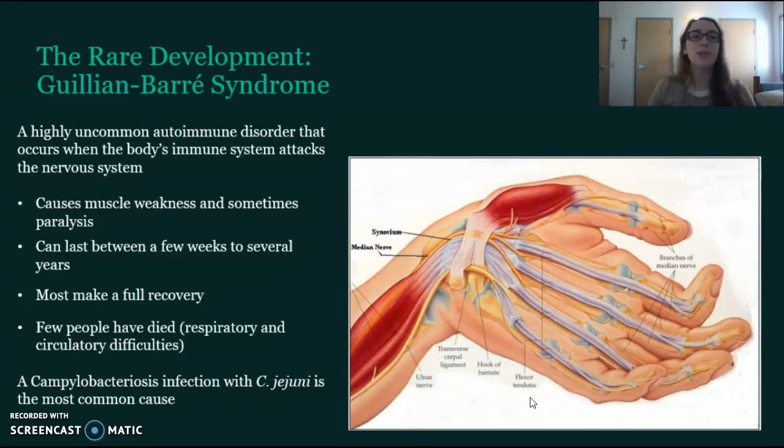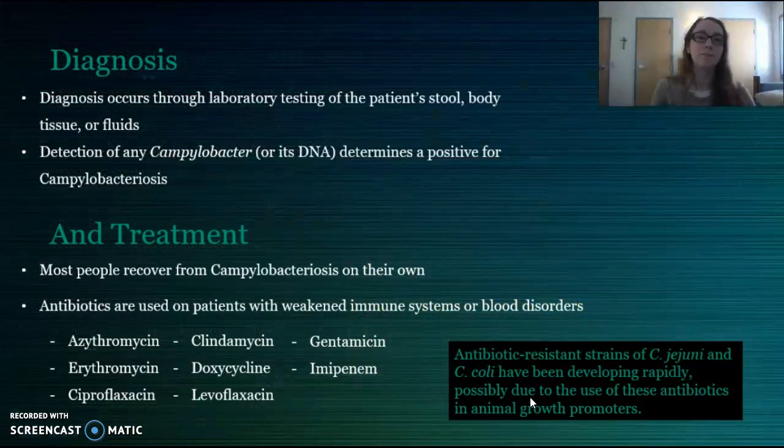Now, one other development that is extremely rare is Guillain-Barré syndrome, which is a highly uncommon autoimmune disorder, and it occurs when the body's immune system attacks the nervous system. This will result in muscle weakness and sometimes even paralysis. Now, the muscle weakness and lesser symptoms can last from a few weeks to several years, but most people make a full recovery. Very few people have died from it, and the deaths have been from respiratory and circulatory difficulties. But Campylobacteriosis infections are the most common cause of this syndrome, even though it is still a very rare development.